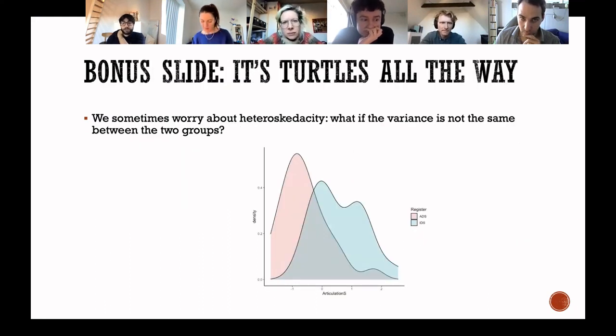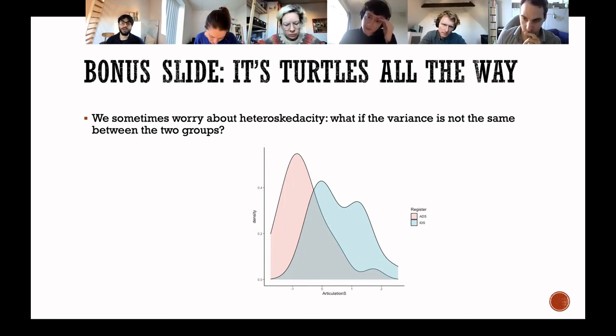So before we close the lecture part for today, I mentioned before that we might worry about heteroscedasticity. What if the variance is not the same between the two groups, which is a common concern in psychiatry, right? Or even when you have whatever sort of manipulation in your experiment, the manipulation might have broader effects than your baseline condition. And indeed, if we just plot the data, we can see that the IDS has a broader range, has a bigger variance. Does that make sense?